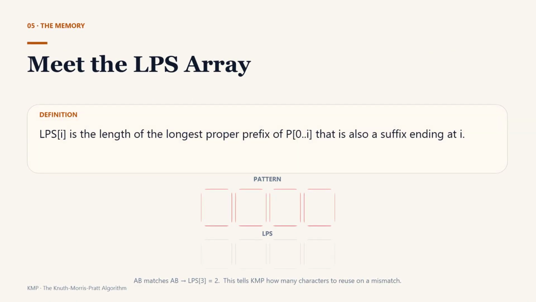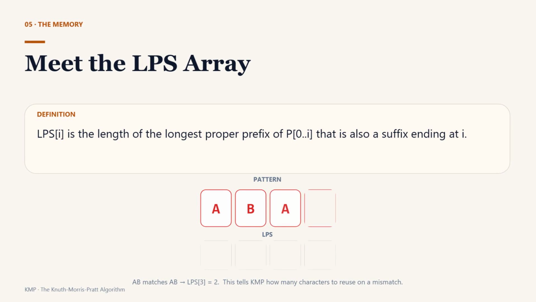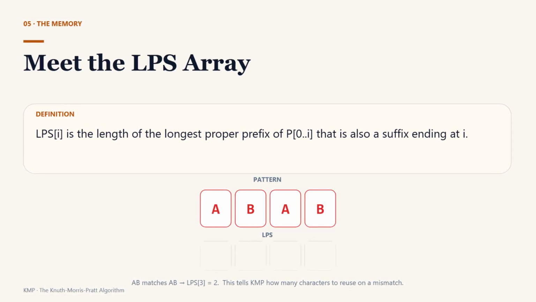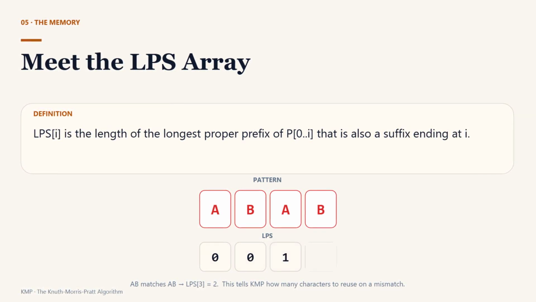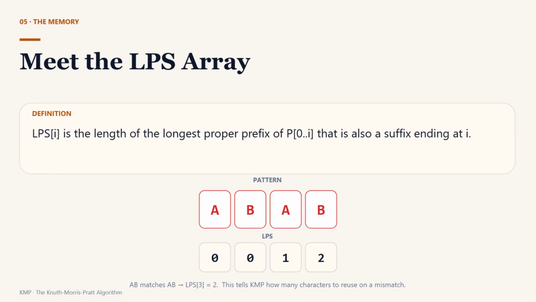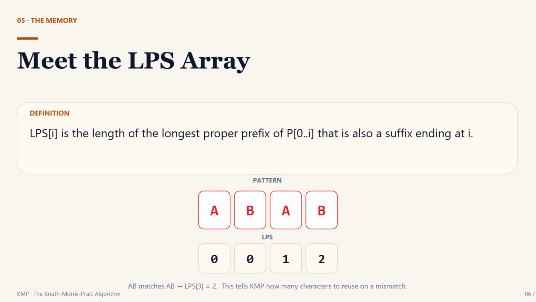KMP encodes that skip in a small table called the LPS array. Longest proper prefix which is also a suffix. For every position in the pattern, LPS tells you the length of the longest prefix that also appears as a suffix ending there. This is the memory KMP uses.